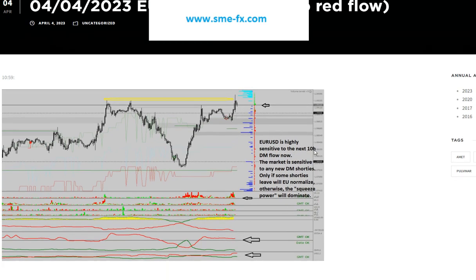Eurodollar is highly sensitive to the next 10-hour dumb money flow now. The market is sensitive to any new dumb money shorties. Only if some shorties leave will Eurodollar normalize. Otherwise, the squeeze power will dominate. Okay? Because it's a squeeze. So be careful. Do not just blindly trade into those situations when you know that the market is very sensitive to sellers.